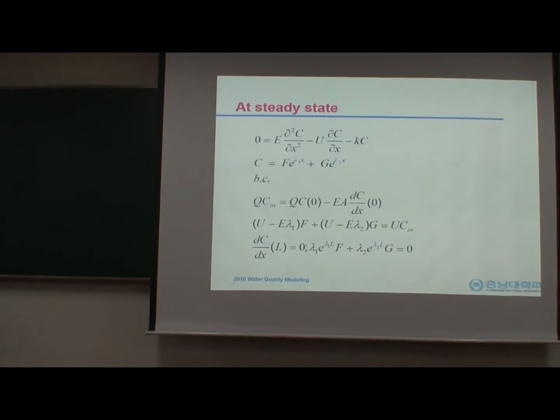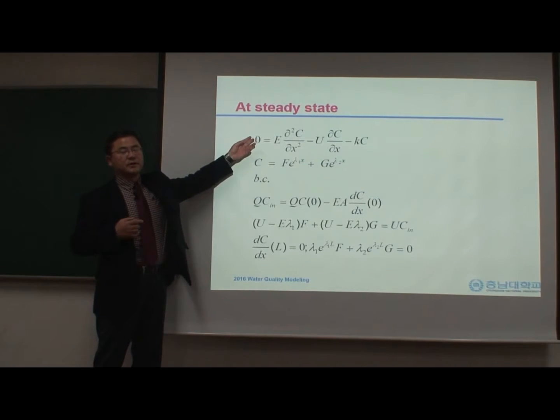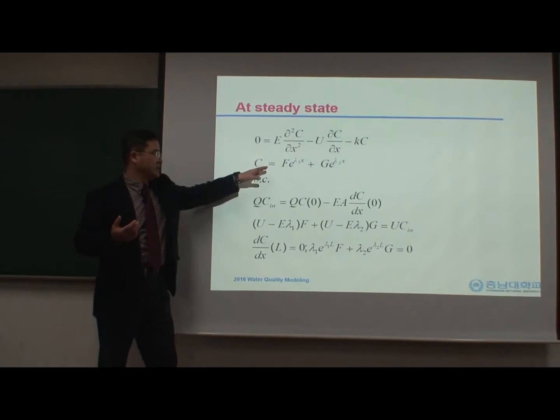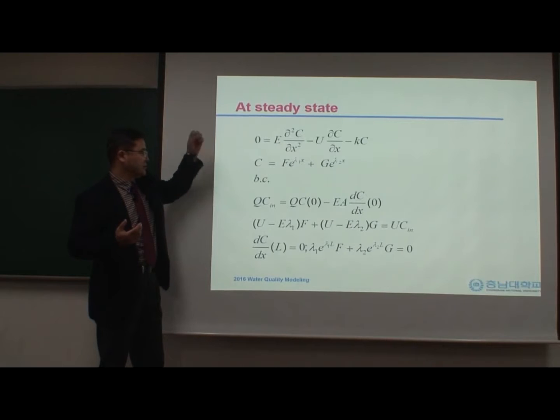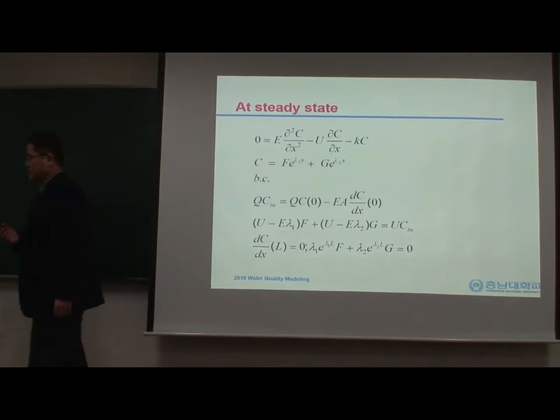And to understand the system better, last time we studied steady state. By letting this one be 0, we can assume my solution for C can be like this. And also, if you have boundary conditions like that, then you can back calculate F and G.